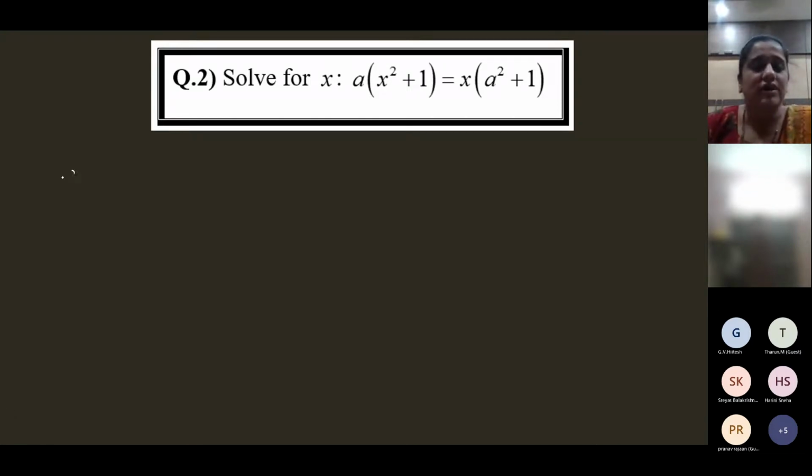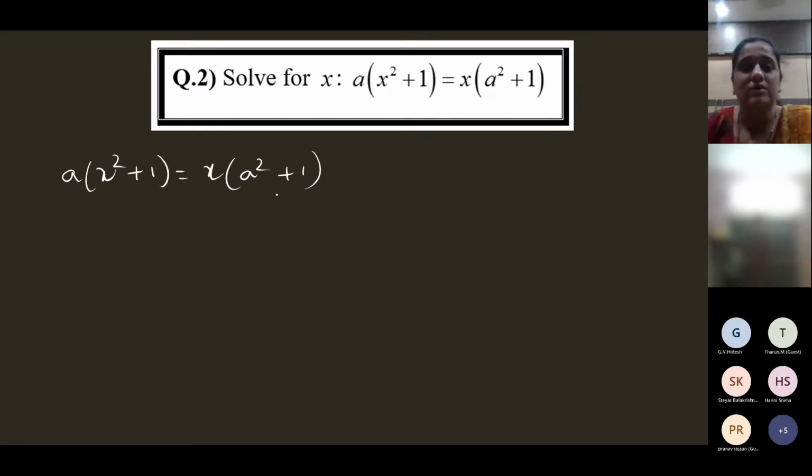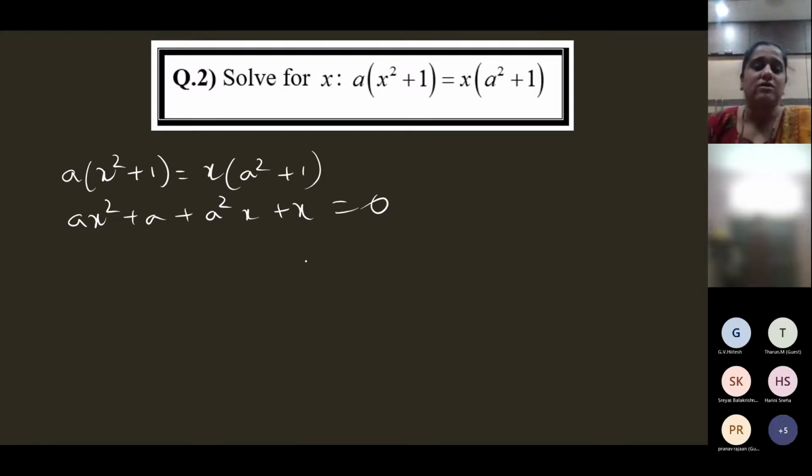Solve for x. So a into x squared plus 1 is equal to x into a squared plus 1. First open up the brackets. This is a simple one, but it looks complicated. Remember, when you split the middle term, you will get two x terms in the middle. Now the thing is how to arrange these terms. That's the difficulty.